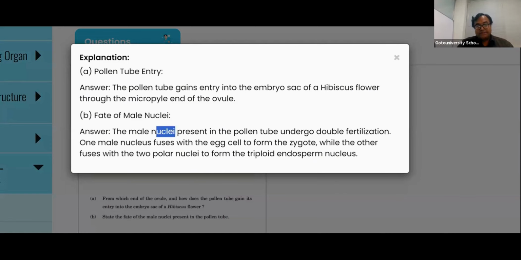Nuclei is plural. Yes or no? Nuclei is plural.